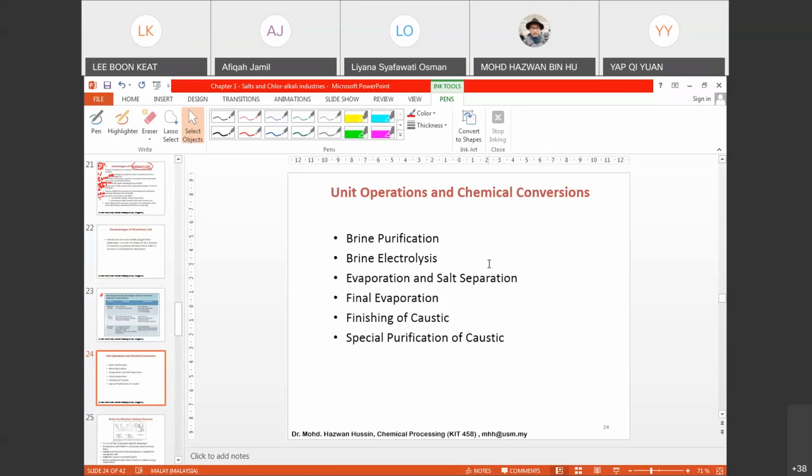Remember, in your brine solution, you still have other chemicals like calcium ions that come from the minerals in the sea. You can also have magnesium and different kinds of ions that may be present in your seawater. So it needs brine purification. So does anyone know how you can purify your brine? How do you purify your seawater? Any suggestion?